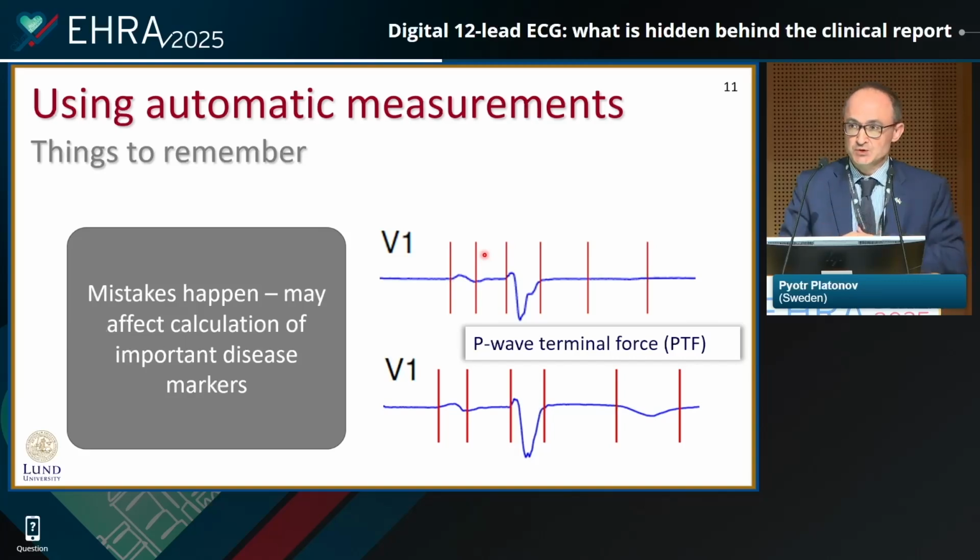But there are things to remember and make sure that you don't get wrong, because mistakes do happen, and there is no ECG program that is perfect in calculating everything and recognizing the signal. These are two examples of P-wave borders that, in my opinion, are wrong. This is the V1 lead, and you see that the marker is set right in the middle of the downslope of the terminal negative part.